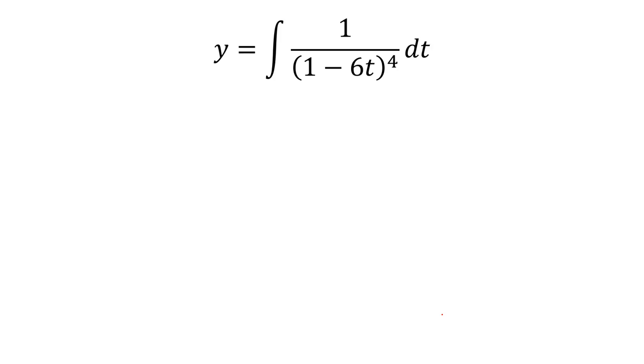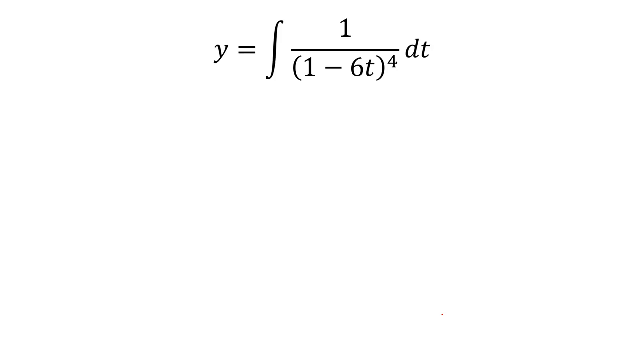So here you have y is equal to the antiderivative of 1 over the quantity of 1 minus 6t raised to the 4th power dt. So go ahead and pause that, try it on your own, and then you can start the video and see how you did.